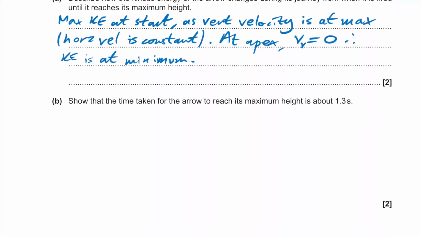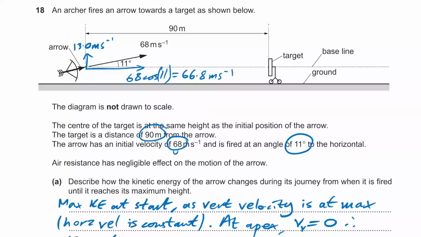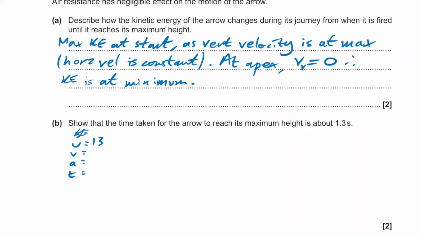We could also say that we have the max KE again at the end of the arrow's flight as well. B, show that the time taken for the arrow to reach its maximum height is about 1.3 seconds. Fine, so we have SUVAT. We don't really care about the distance right now. We know that U is 13, we already did that. We know that V is 0. A is minus 9.8 meters per second squared.